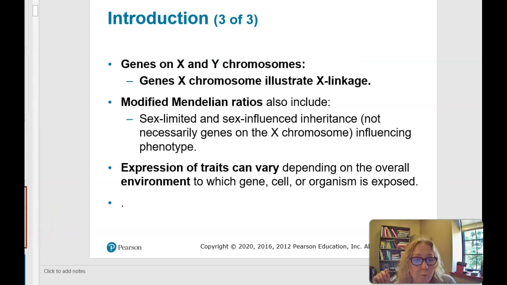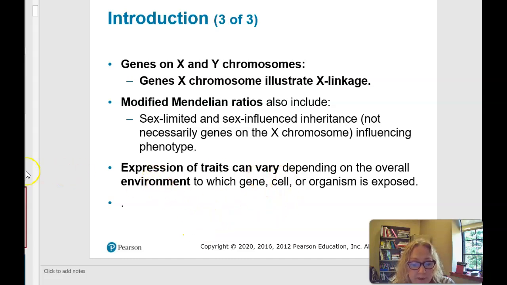Genes on the X and Y chromosome. Some modified Mendelian ratios are when you get sex-limited or sex-influenced inheritance. So this is when all of a sudden you have to do your ratios and you have to include the X and Y chromosome. Some of these are sex-influenced because only women have characteristics related to uteruses, or things like that only women or only men have. So they are influenced because, right, men don't have a uterus, so it doesn't affect them.